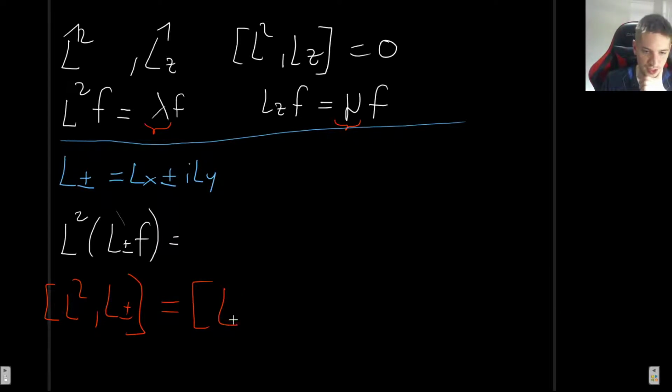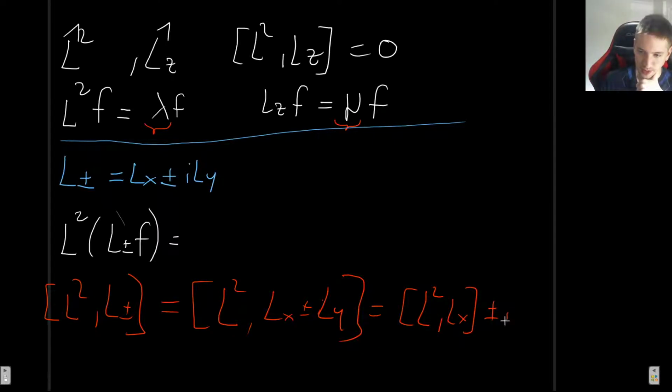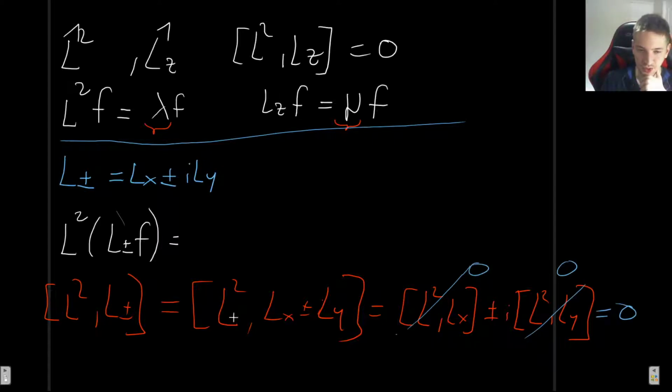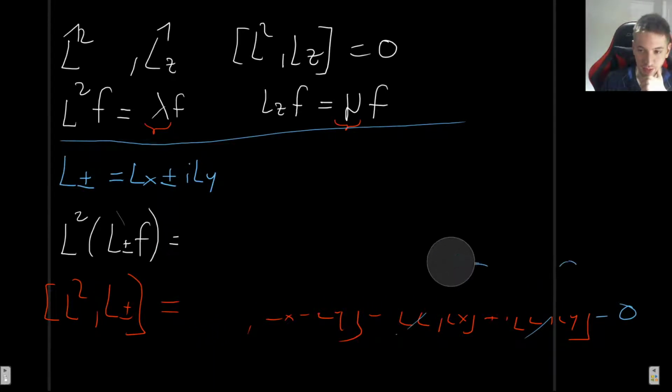Remember, what is the shape of L squared? I mean L plus minus, that's just Lx plus or minus I Ly. But this is the same as just saying the commutator of L squared and Lx plus or minus I times the commutator of L squared and Ly. But we know that L squared commutes with Lx and with Ly, so both of these quantities are 0. So this commutator is also 0, which means that they commute.